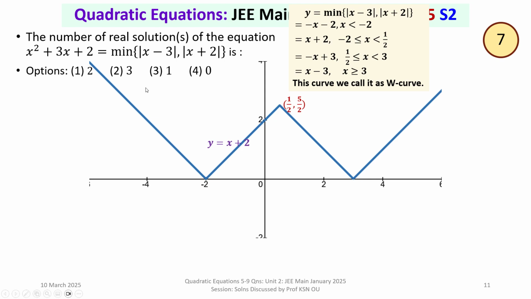This is the second curve. This is y is equal to minimum of mod of x minus 3 comma mod of x plus 2. Let's get into the first curve, that is y is equal to x square plus 3x plus 2.